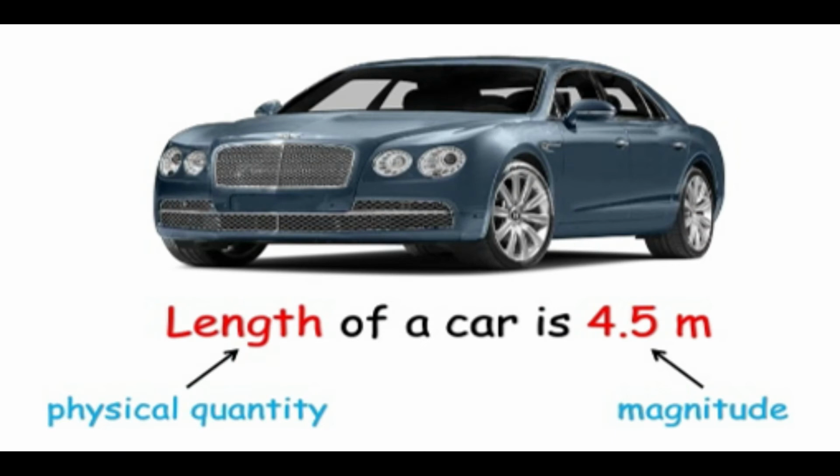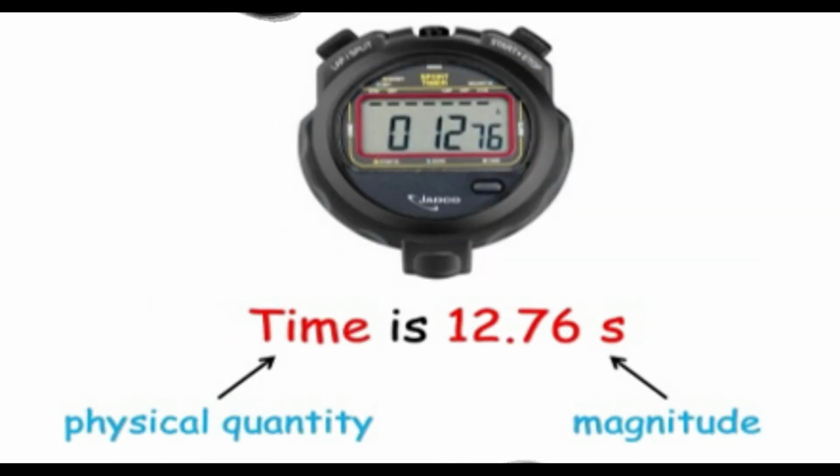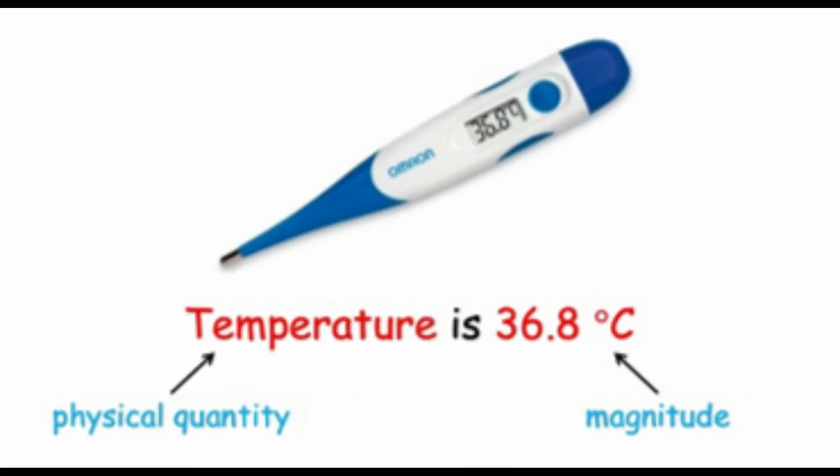Now let's take a car whose length is 4.5 meters. Here length is the physical quantity whose magnitude is 4.5 and its unit is meters. Similarly, we all know that we measure time in seconds because that is the standard unit of time. Time is a physical quantity whose unit is second. Another example we can take is temperature. Its unit is Kelvin. Normally we measure temperature in centigrades or sometimes in Fahrenheit.